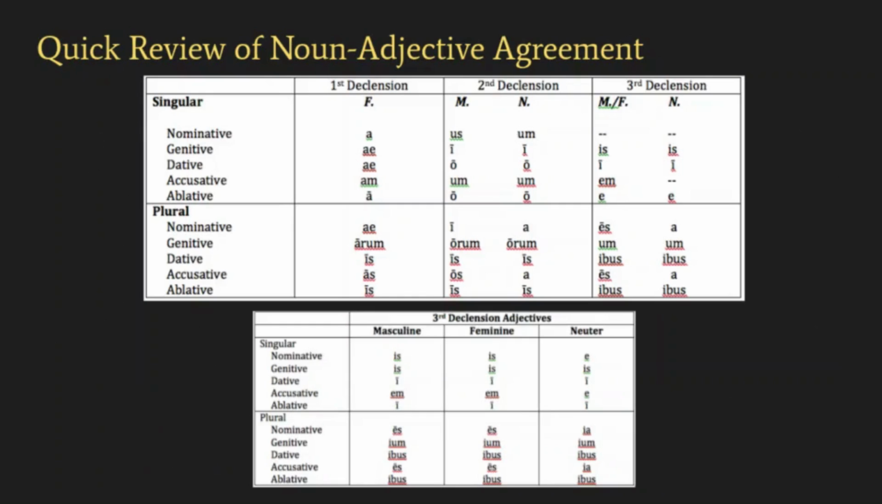So when you put all these pieces together, this is what your chart looks like. Up top, we have the noun ending chart, and you want to focus in on third declension because that's really what we're looking at here. Down below, you have third declension adjectives. You want to notice that it's basically matching third declension nouns. Some of it's a little different.